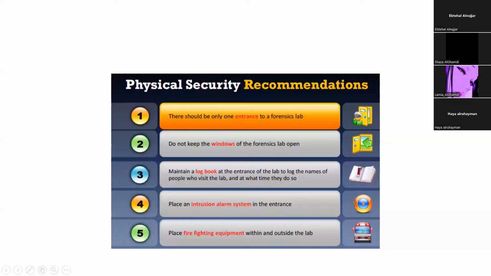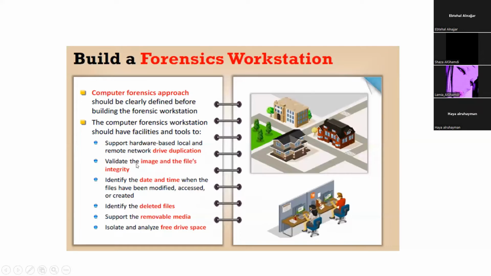Also, you need to validate the image and file integrity. Once you have the image on your computer, you can create the MD5 hash to later validate that you didn't modify the original image. So you also need to have an MD5 generator or MD5 calculator, so it can create the image MD5 once you finish. Identify the date and time when files have been modified, accessed, and created.